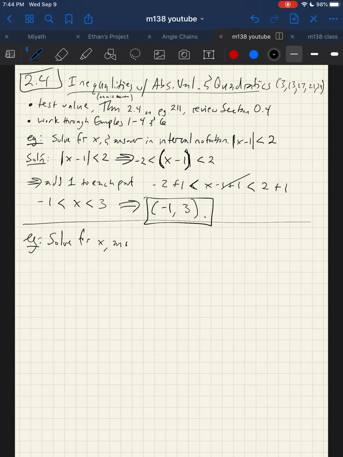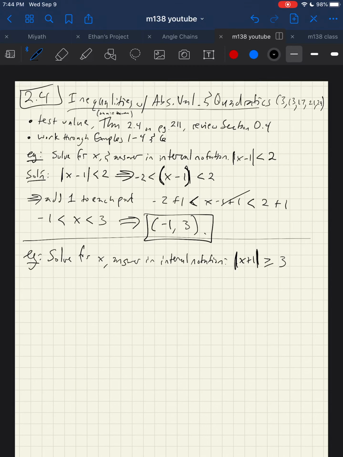Solve for x. Answer in interval notation. And this is going to be the absolute value of x plus 1. Let's make these nice and tall. Is greater than or equal to 3.